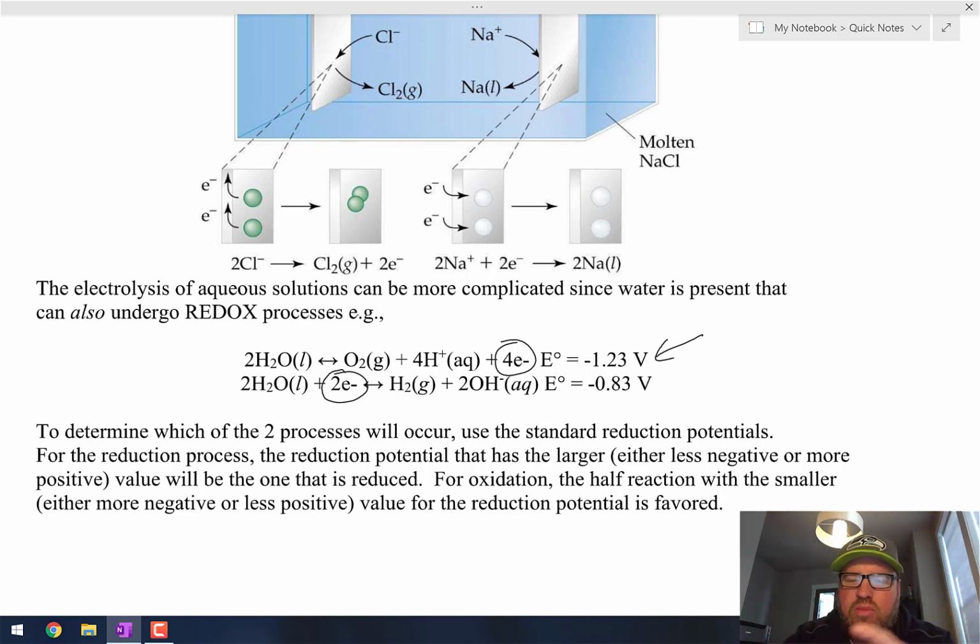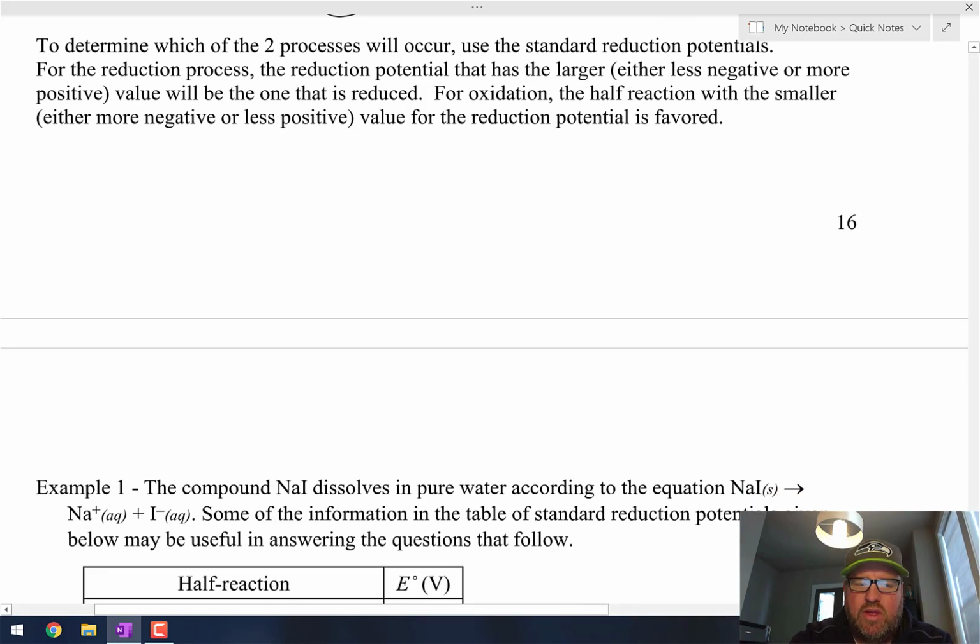You use the standard reduction potentials. For the reduction process, remember that the more positive the reduction potential, just like that table we saw, that's the one that's going to happen. So that's more likely to happen. So if water has the greater standard reduction potential, then water will be reduced before whatever else is. And with oxidation, the half reaction with the more negative or less positive value for the reduction potential is favored. Okay, so let's take a look at this.